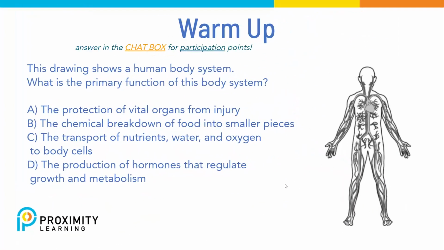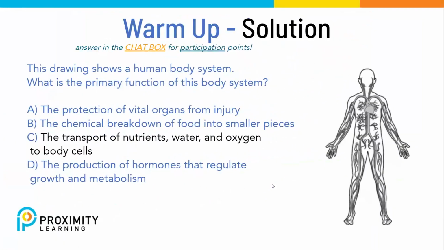Here's our warm-up answer in the Zoom chat box. This drawing shows a human body system. What is the primary function of this body system? And I'll pause for you to read the answers and answer. If you chose C, the transport of nutrients, water, and oxygen to body cells, you would be correct.